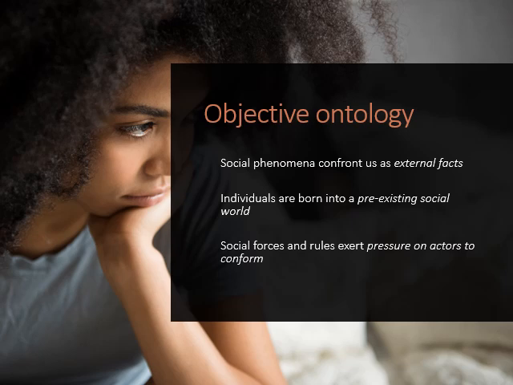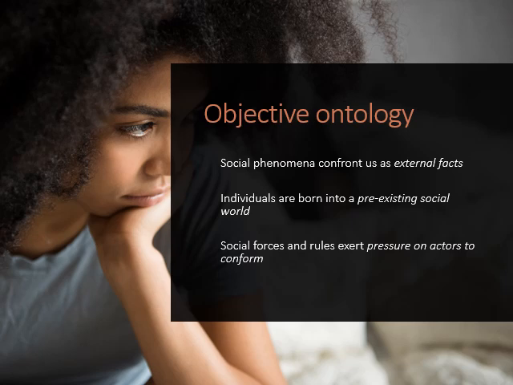And we look at pressure to conform. Objective ontology emphasizes that social forces and rules exert pressure on individuals to conform, and these social norms and institutional rules create expectations for behavior, and failure to adhere to these expectations can result in social sanctions. For example, laws compel obedience, and social norms guide behaviors like dress codes, manners, and communication styles.